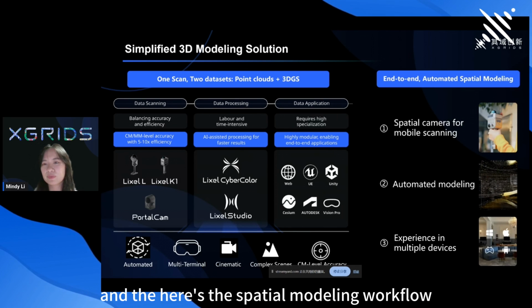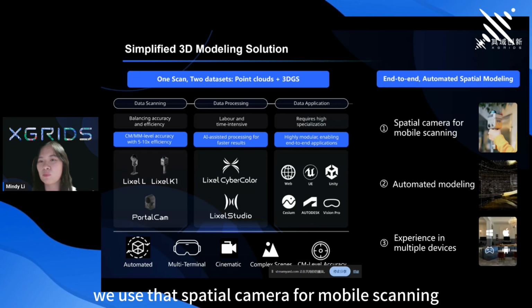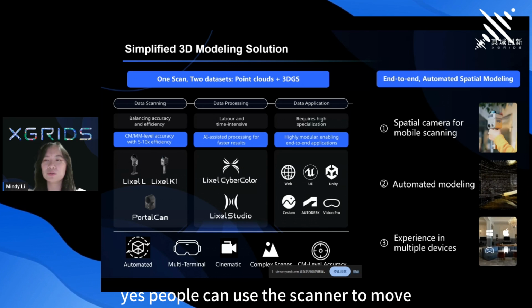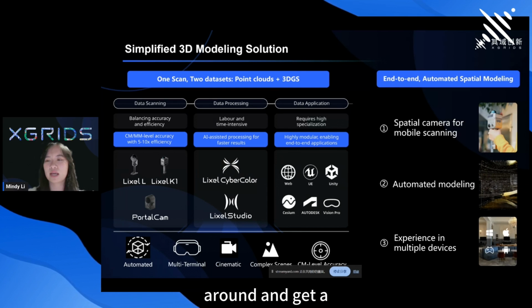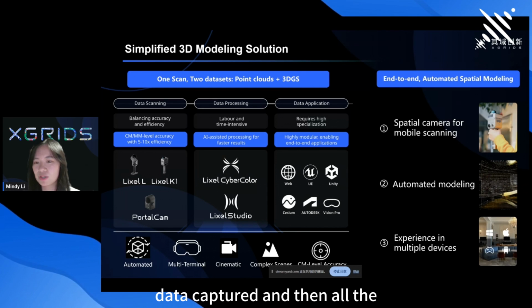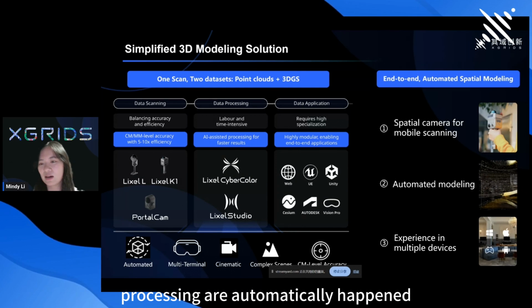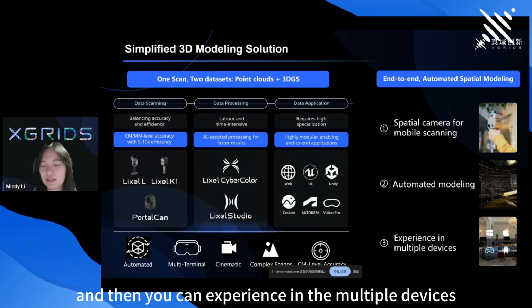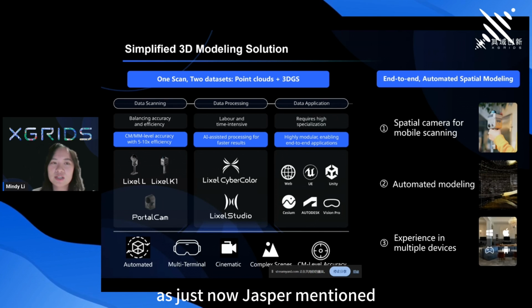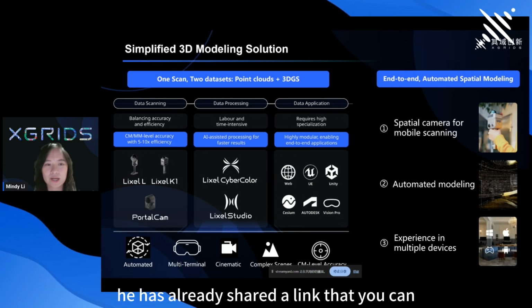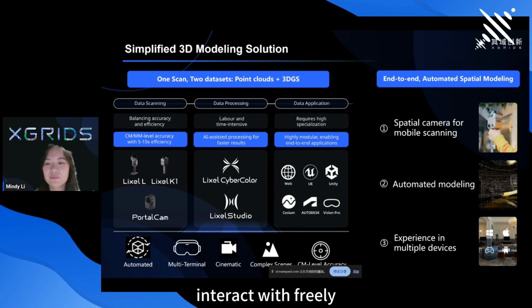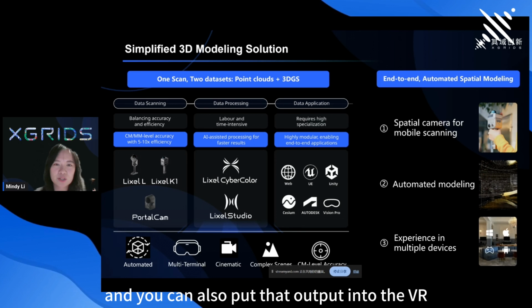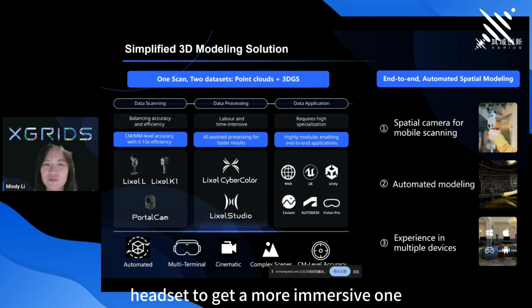And here's the spatial modeling workflow. Firstly, we use the spatial camera for mobile scanning. People can use the scanner to move around and capture data. Then all the processing happens automatically on a local PC. And then you can experience it on multiple devices. As Jasper just mentioned, he has already shared a link that you can interact with freely. You can also put the output into a VR headset for a more immersive experience.